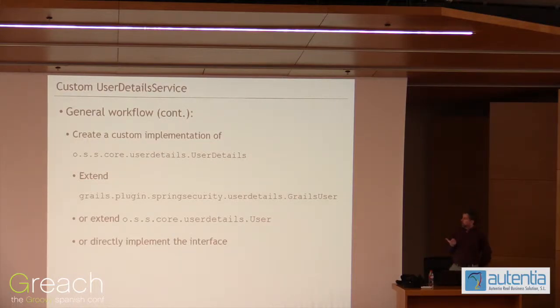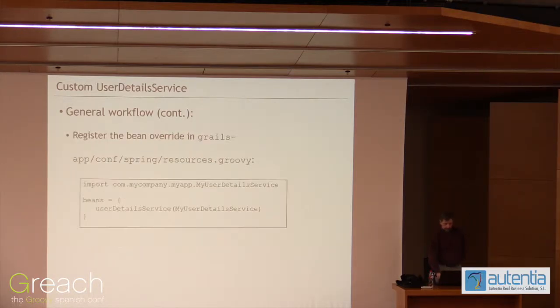You may want a custom user details instance. You can use the one that the plugin uses, you can use the user class from Spring Security, or you can create your own. You can extend the Grails class, as long as it implements that interface. That's all Spring Security cares about. So again, do what makes sense. Subclass or implement the interface.